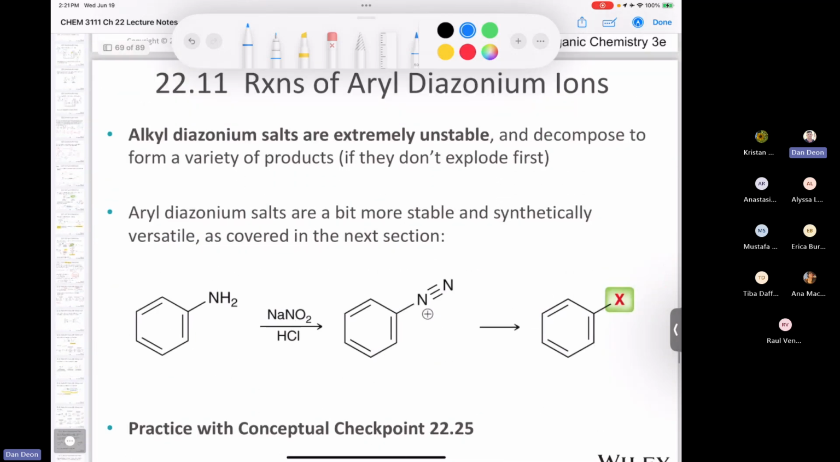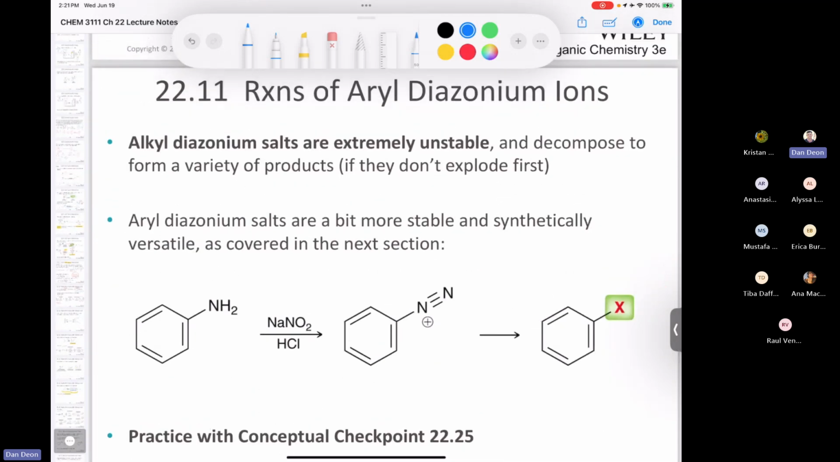So with that in mind, let's take a look at alkyl diazonium salt. If you have an alkyl diazonium salt like this, because an isopropyl group is an alkyl, these are actually explosive. And I don't know about you, but I generally frown on explosions in the lab. I don't want to blow myself up. So alkyl diazonium salts are not that useful for us.